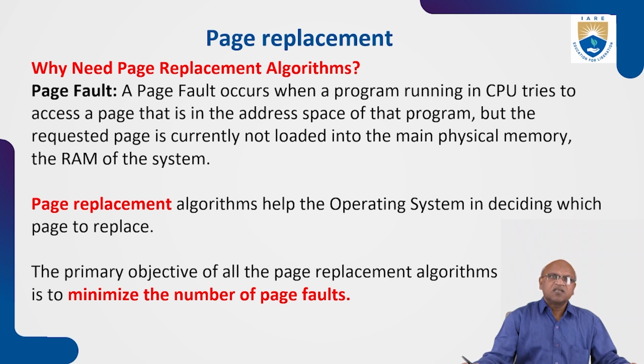Whenever a page fault occurs, the page replacement algorithms help the operating system in deciding which page to be removed or replaced in the main memory. The primary objective of all the page replacement algorithms is to minimize the number of page faults. If page faults are more, now and then the OS will go to the hard disk and get the pages from there. It takes more time, so the performance will come down. So we have to minimize the page faults.